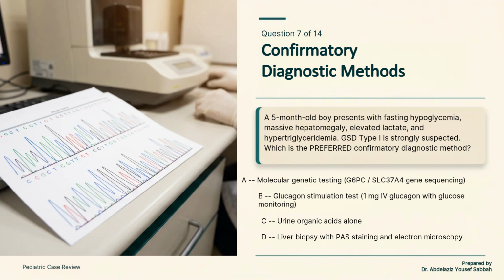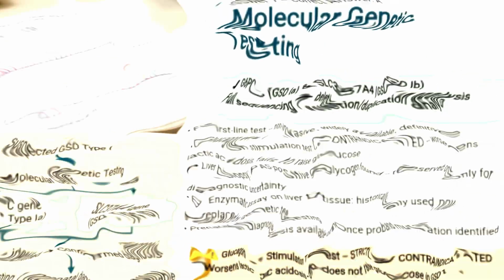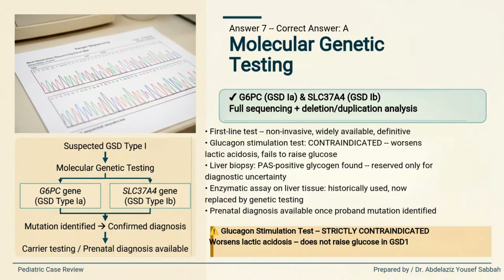Option C, urine organic acids alone. Option D, liver biopsy with periodic acid Schiff staining and electron microscopy. The correct answer is option A, molecular genetic testing. Full sequencing of the G6PC gene for type 1A and the SLC37A4 gene for type 1B, together with deletion and duplication analysis, is the first-line test.